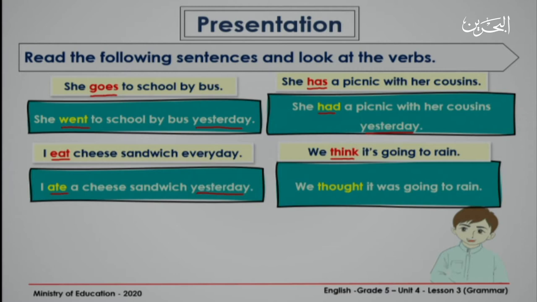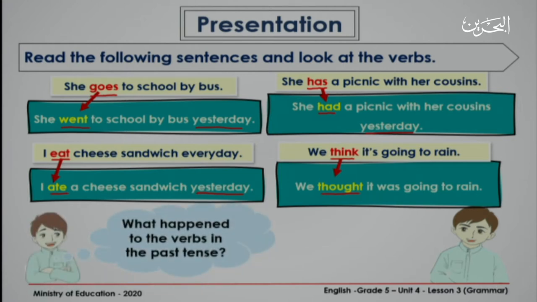We think it's going to rain. We thought it was going to rain. Look at the verbs. Goes becomes went. Has becomes had. Eat becomes ate. And think becomes thought.